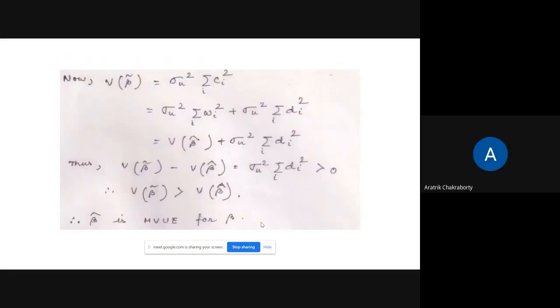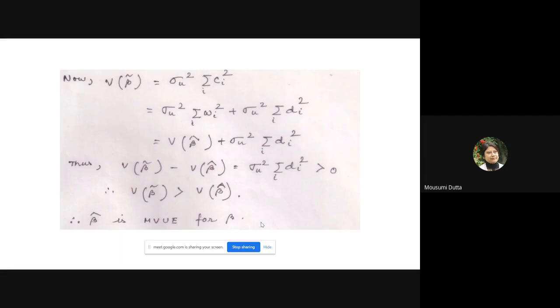Ma'am, beta tilde is representative of all linear unbiased estimators apart from beta hat, right? Yes. Because di is any arbitrary element. So therefore, it is any other linear unbiased estimator. Okay. So this is all about the properties of beta hat OLS.